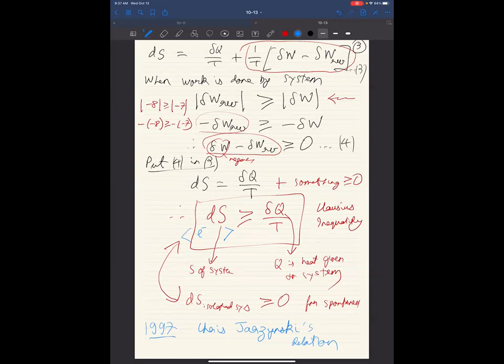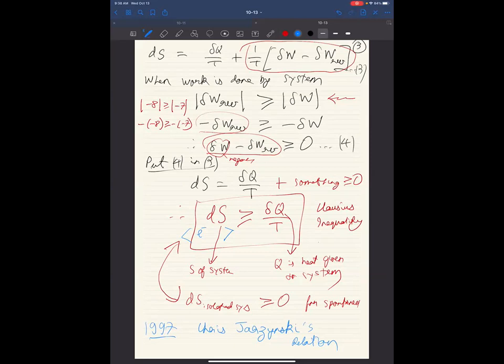If you don't do it slowly and you calculated the heat given to the system, then the entropy change that you calculated is going to be an inequality. You don't know what it is. But Jarzynski's relation, which we are not going to study here, shows that actually you can get an equality even for irreversible processes, which is incredible.